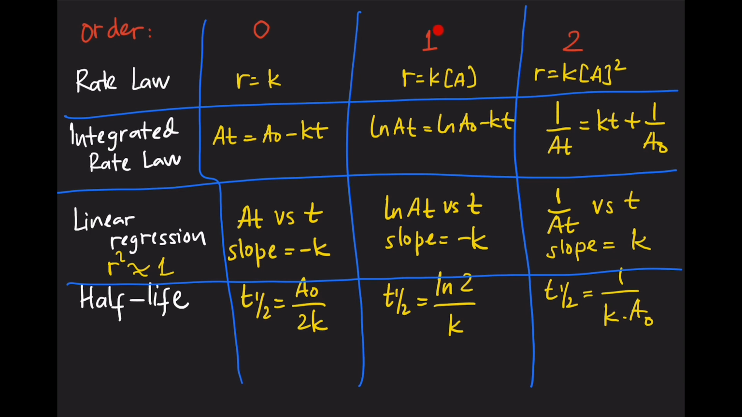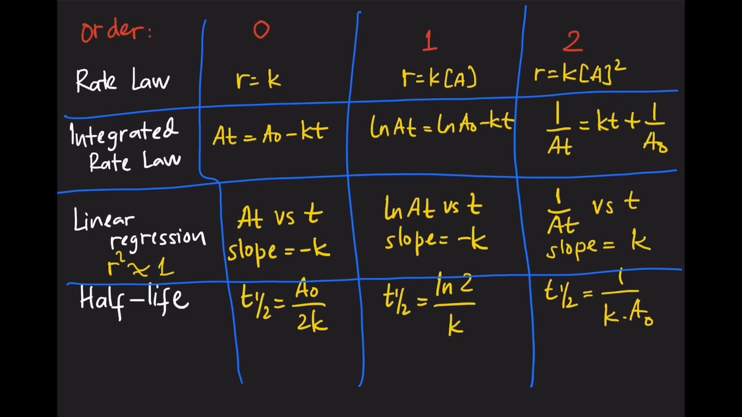For the first order, we will plot ln At over t, and then we will get a slope of minus k as well. While for the second order, based on this equation, what we will have to plot is 1 over At over t, and the slope in this case, and only in this case, will be positive. So the line will go up. The linear line will go up.